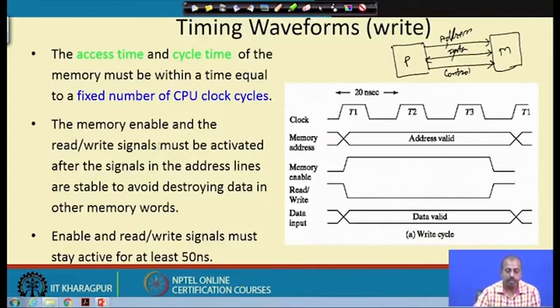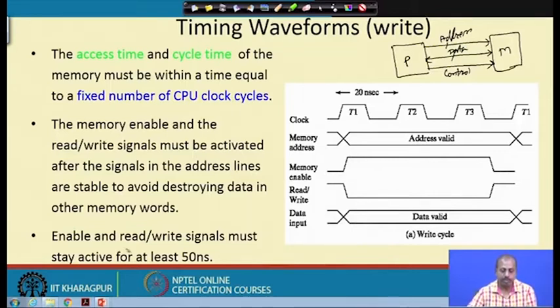The memory enable and read/write signals must be activated after the signals on the address lines are stable, to avoid destroying data in other memory words. Otherwise, if these signals are given before the address becomes valid, it may hold some wrong values, and with enable and read/write given, the memory will access some other location and that location's content will get destroyed. So this is the problem. It is always advisable to first make the address and data lines valid, and only then give these control signals.